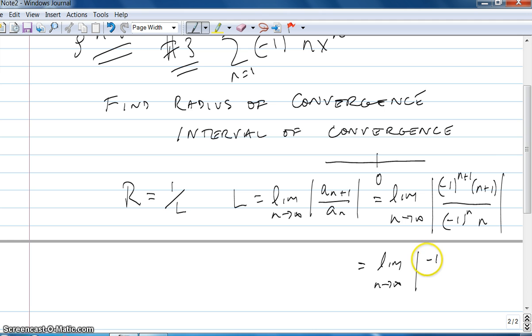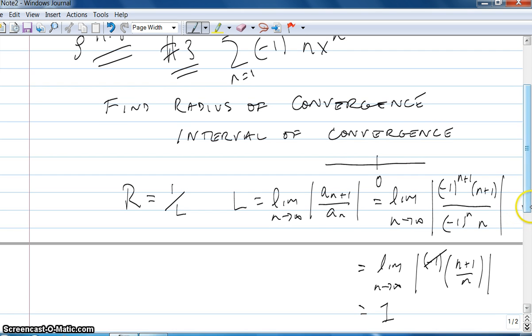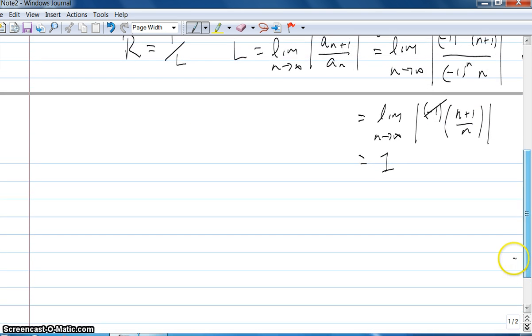Okay, so this is all equal to the limit as n goes to infinity. I have the absolute value of negative 1. Those cancel, and then I have (n+1) over n. And of course the absolute value of negative 1 is just 1, so you can just ignore that, and this whole thing equals 1. So as I said before, the radius is equal to 1 over L, where L was this limit, so the radius is 1 over 1, which of course is 1.